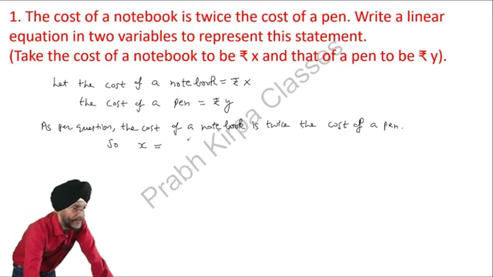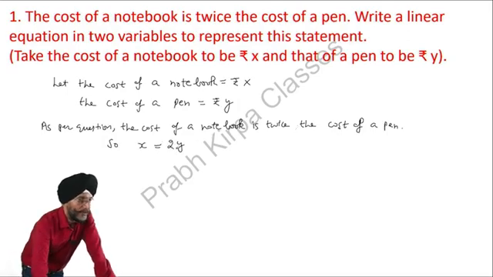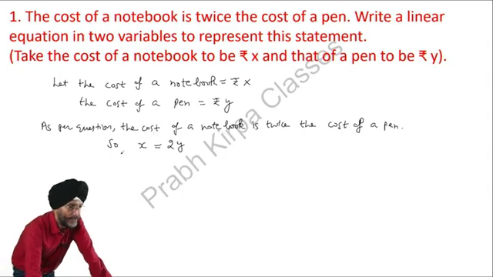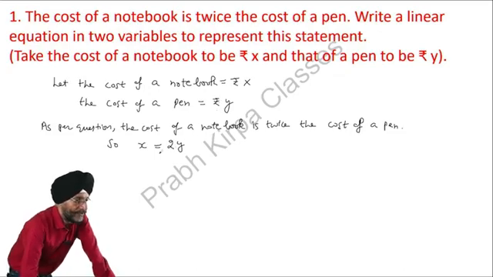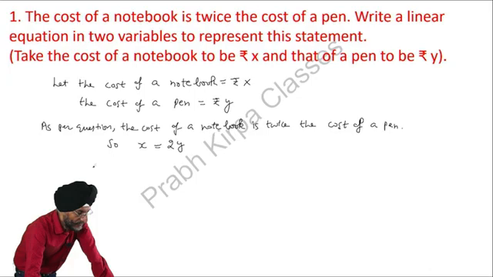What is the cost of a pen? It is Y. Twice means X is equal to 2Y, because the cost of a notebook is X and here it is given that X is twice the cost of a pen, that is double the cost of a pen. So we have multiplied Y with 2. So X is equal to 2Y.